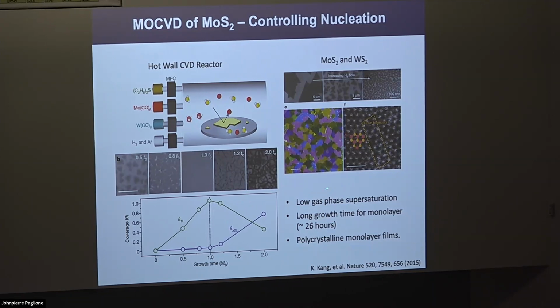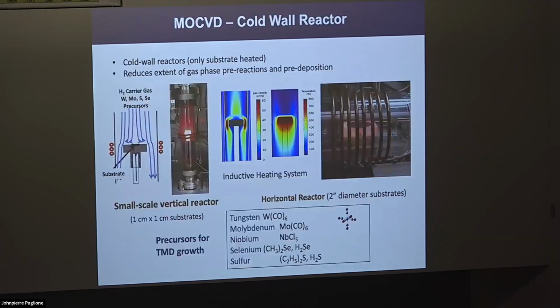The reason you want to reduce the gas phase supersaturation is that you want to grow one layer at a time and not grow a bilayer on top as you're growing the monolayer. So it's very different than growing a thin film like gallium arsenide. You're dealing with one or a few layers of atoms at a time. So this is the big challenge.